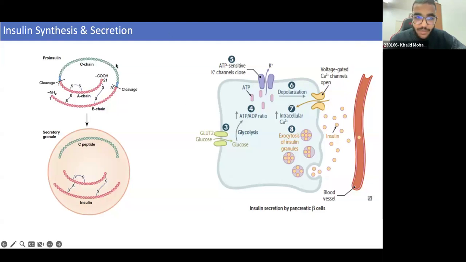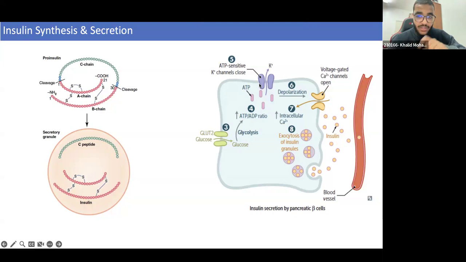Now, this is the important part, insulin secretion. Basically, when there's glucose in the blood, there are highly sensitive channels for glucose, the GLUT2, which is specifically found in the pancreas. Glucose enters and is broken down by glycolysis, and obviously this will produce ATP. Now, when there's high ATP because of glucose entering, we have channels called ATP-sensitive potassium channels that will open once we have ATP.